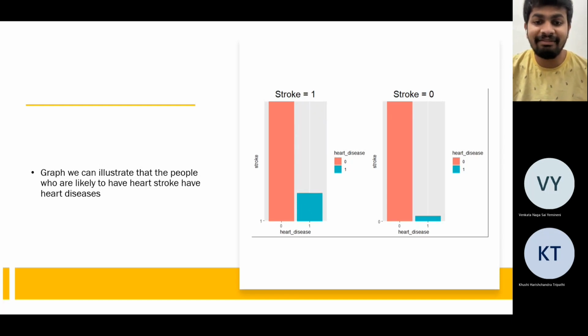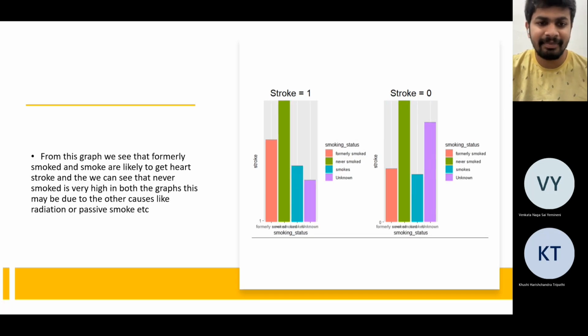A person who has heart disease has higher chances of getting a stroke than a person who does not have heart disease, because this attribute plays a key role. So persons who have heart disease are more likely to get a stroke. The remaining attributes also play a key role, but this is the major attribute which we are taking. And next slide. So this is one more attribute which we took, that is smoke.